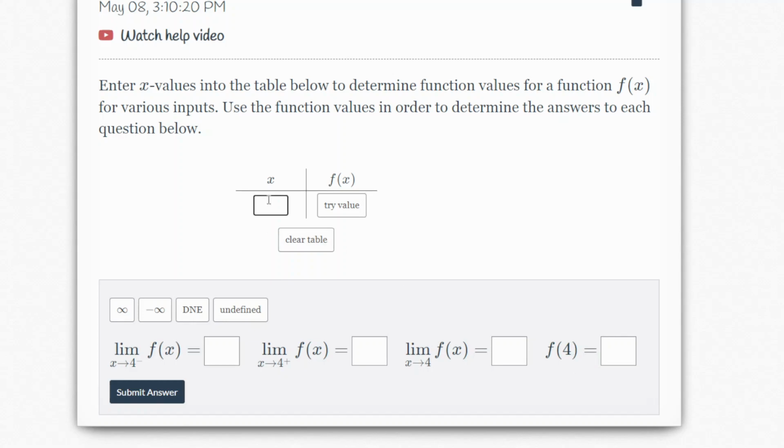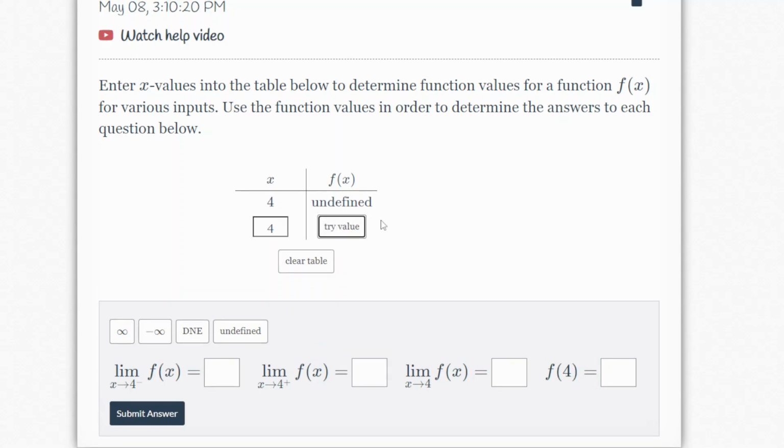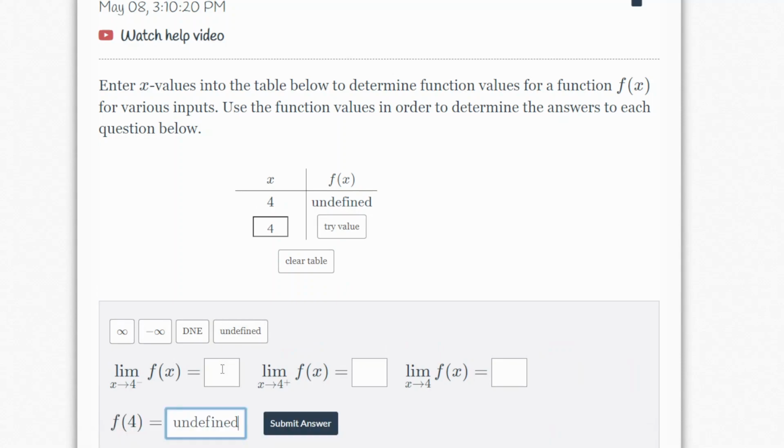I would probably just go ahead and try f of 4 first to see what happens. And it tells me it's undefined. So let's put that in. Then let's think 4 from the left. If it helps you to make a number line, that's fine.